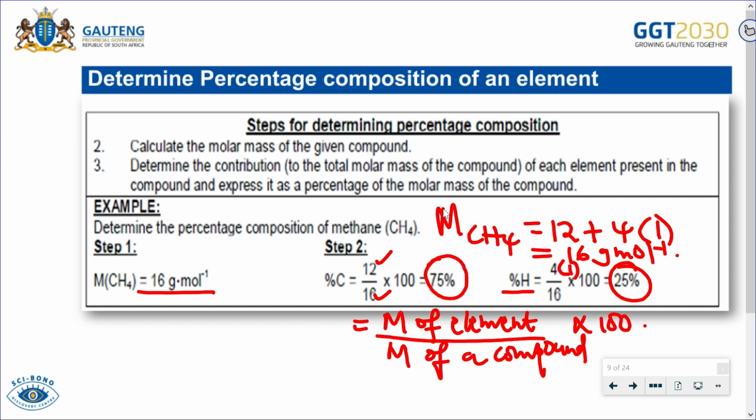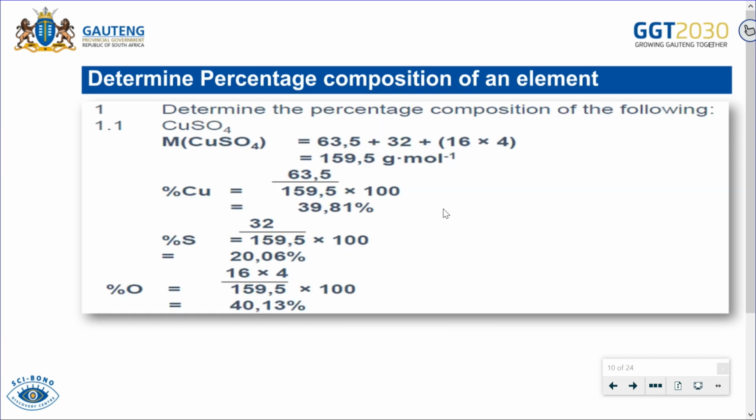So the percentage of hydrogen in one molecule of methane is 25%. So it's simple, learners, to calculate the percentage composition of a certain element in a certain compound. The first thing that you need to do is calculate the molar mass of the whole compound. Then percentage composition is given by the molar mass of an element, divided by the molar mass of the compound, multiplied by 100.